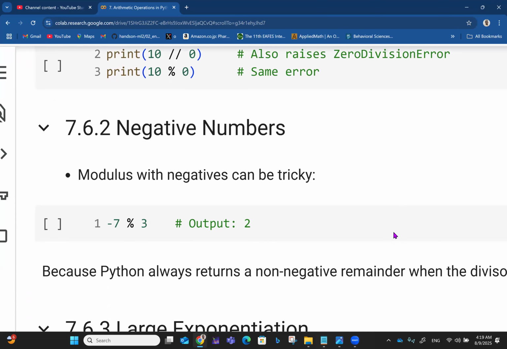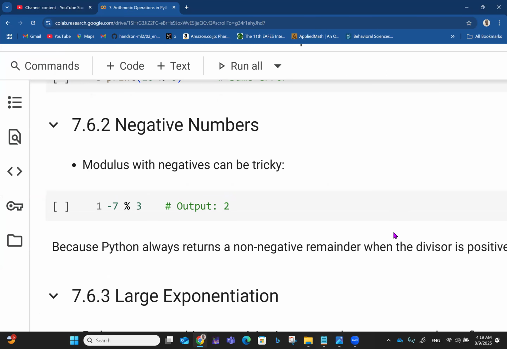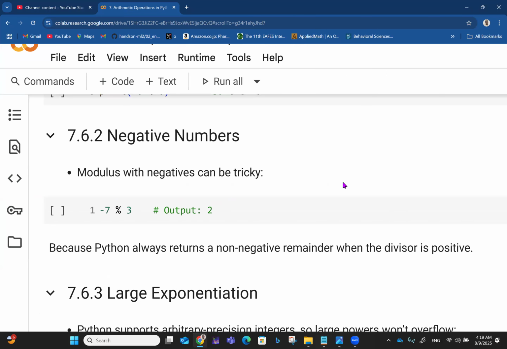Okay, so let's talk about negative numbers. How do we deal with negative numbers? Modulus with negatives can be tricky, right? So you have -7 modulus 3. Normally 3 goes in -7 2 times, and then you now have a remainder of 1. But here, because Python always returns a non-negative remainder when the divisor is positive, so it will always remain. So 3 goes in -7.